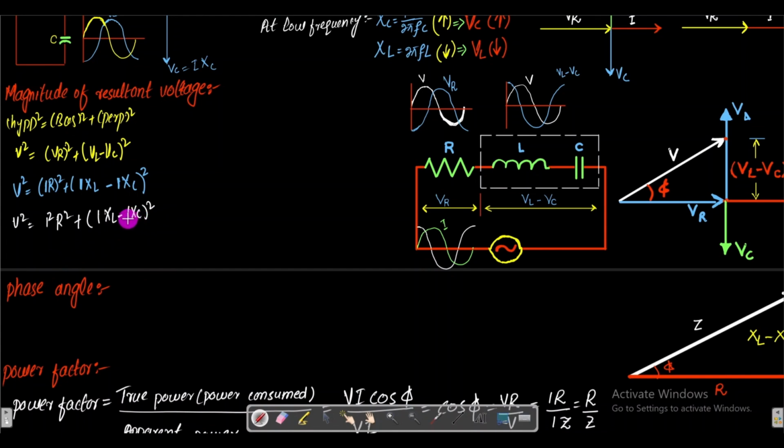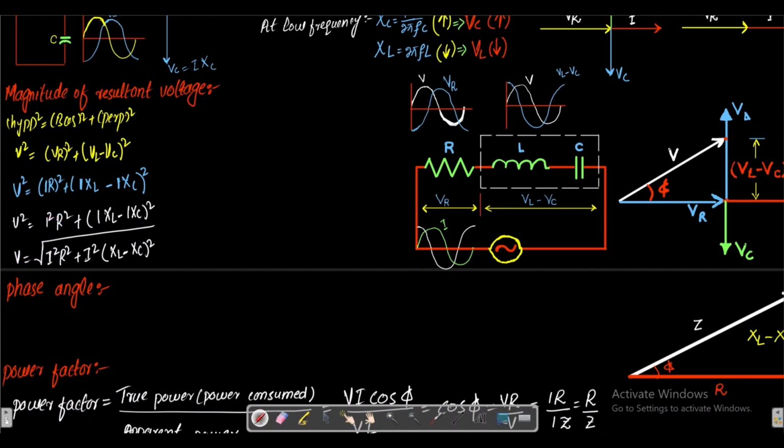From here we will take the current I as a constant, and if we bring that out of this square, it will be I squared. So we will take the square root, so this side will become V, and on that side it is equal to I squared into R squared plus I squared, since I is a constant, into XL minus XC whole squared.